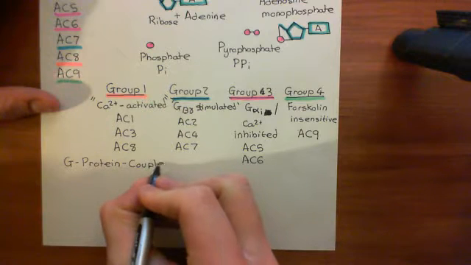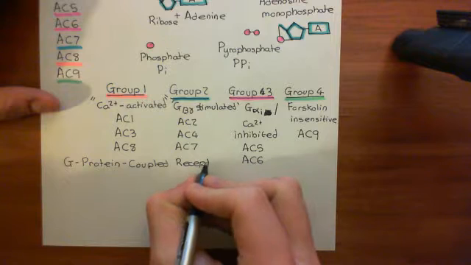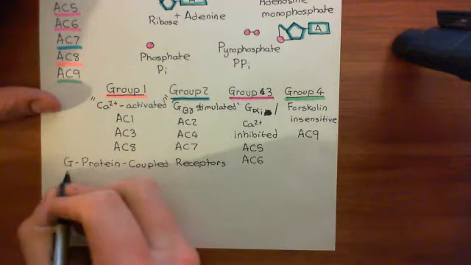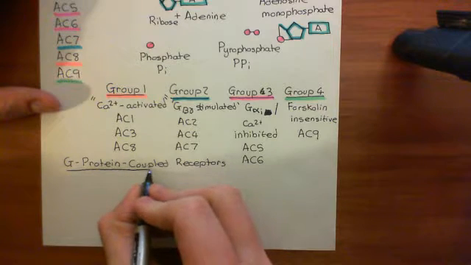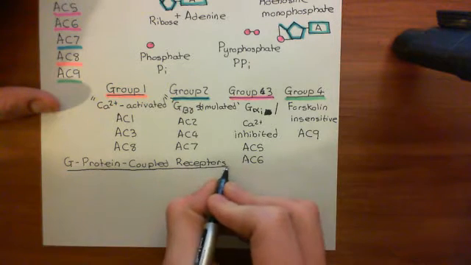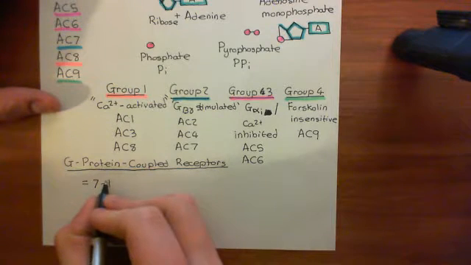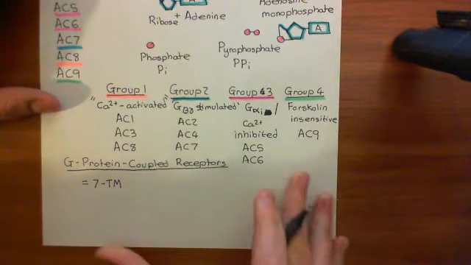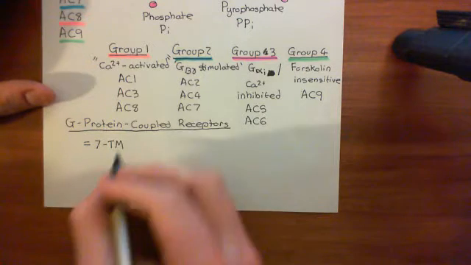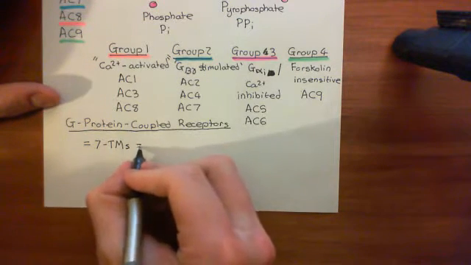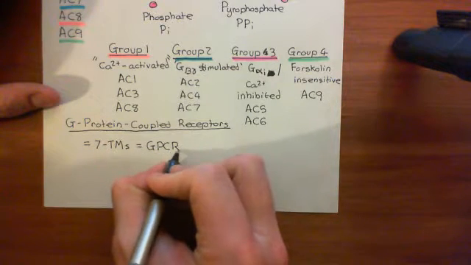So G protein coupled receptors, or GPCRs for short. Now, G protein coupled receptors also have a number of other names. They're also known as 7-transmembrane receptors, often just abbreviated to 7TMs for 7-transmembrane receptors. And GPCR is the usual abbreviation for G protein coupled receptors.